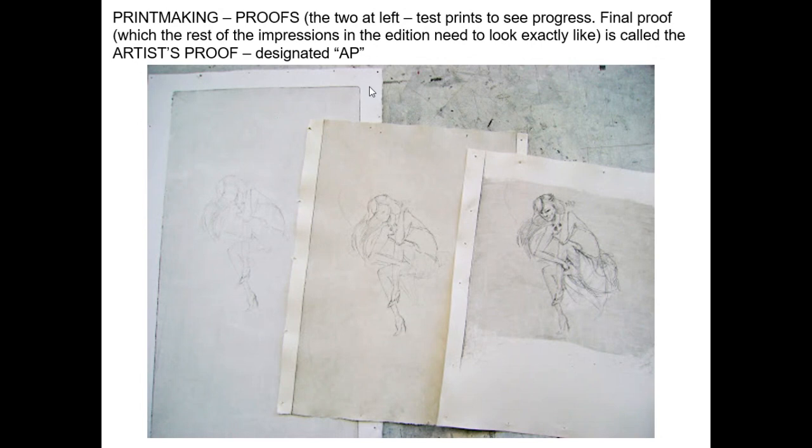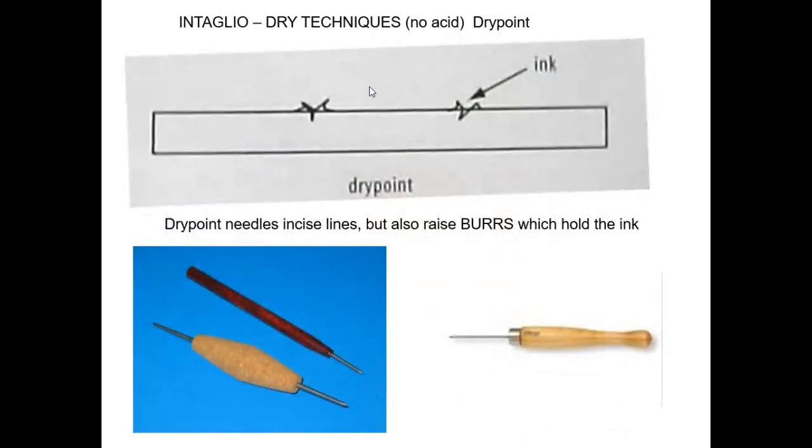It's not included in the edition numbering, and it is the standard that all of the other prints in that edition need to look like. The AP essentially becomes like the master copy. This is the one that is the standard that all of the other ones must equal.